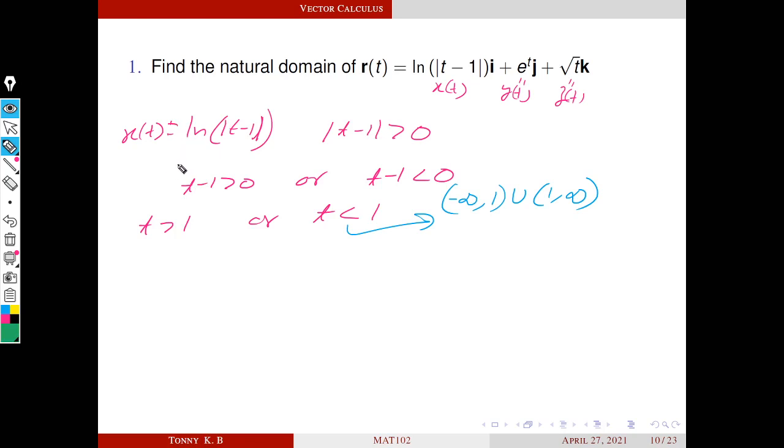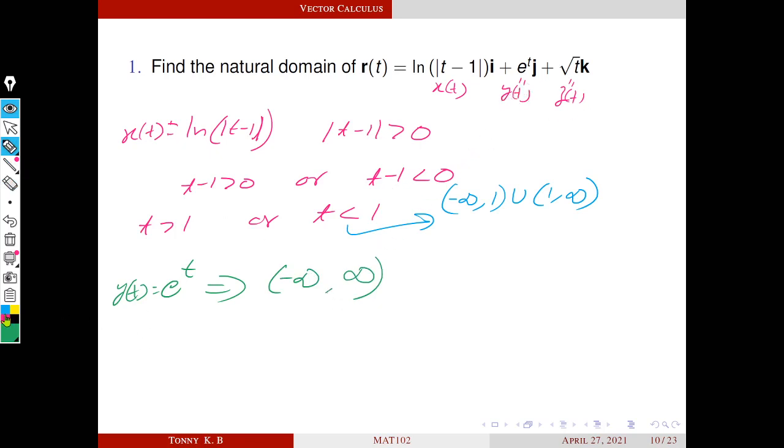Next we have to find the natural domain of e raised to t. What about e raised to t? Our function y of t equal to e raised to t. And what about its natural domain? We know that e raised to t is defined for all the real values of t. Okay, so it is clear that its natural domain is the set of all real numbers, that is minus infinity to plus infinity. So this is the natural domain of this function e raised to t.